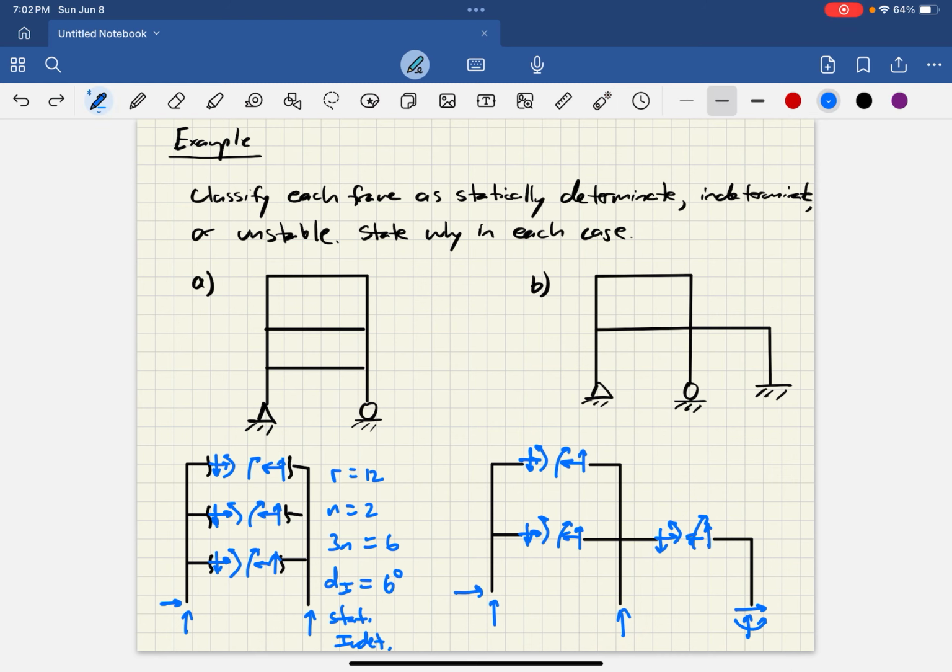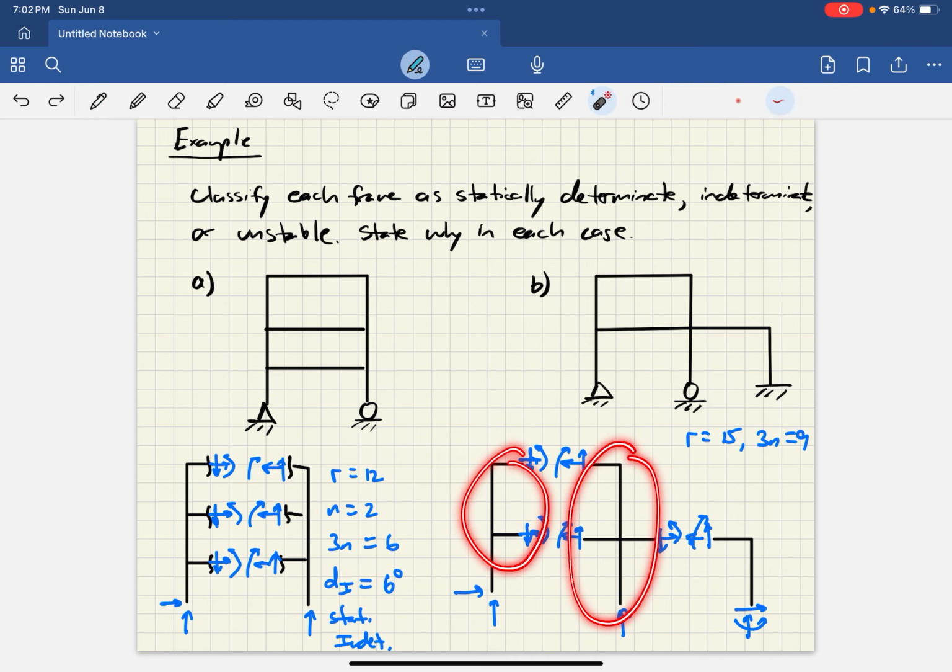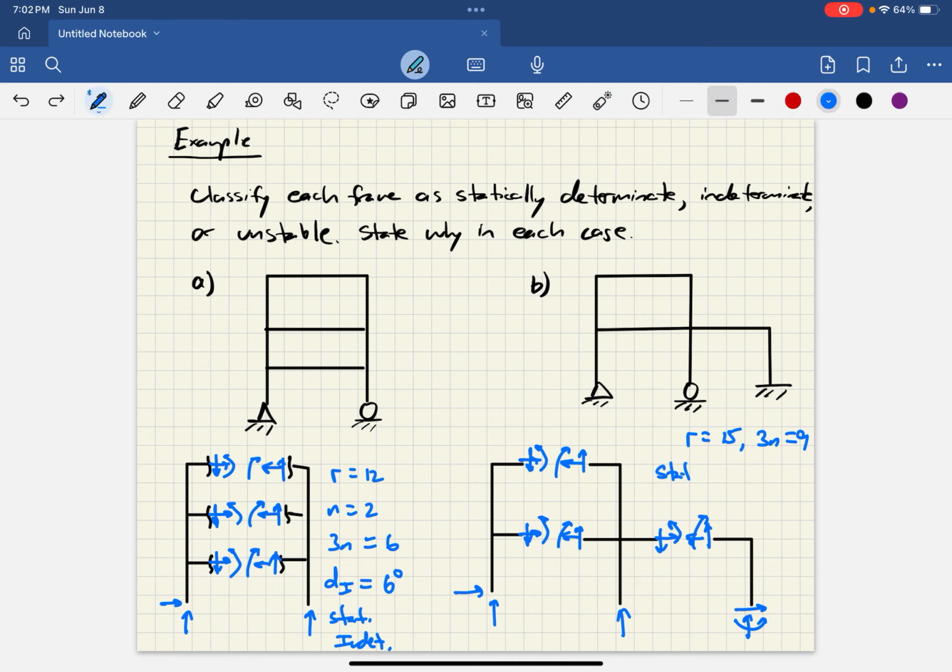Okay, so here R is going to be 15. 3N is going to be what? Well, this is going to be 9, right? Because we've got 3 parts. We have part 1, part 2, and part 3. So 3 times 3 is 9. And so this is going to be statically indeterminate, of course. And what's the degree of indeterminacy? Well, we say 15 minus 9. So that's to the 6th degree, right?